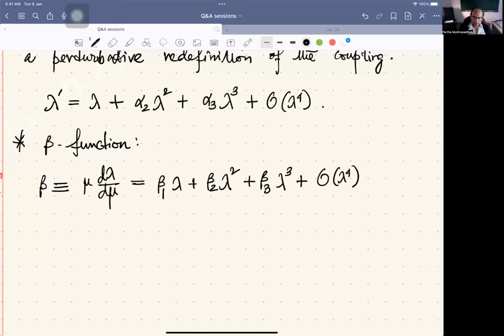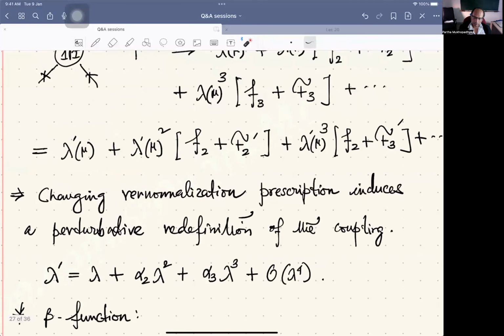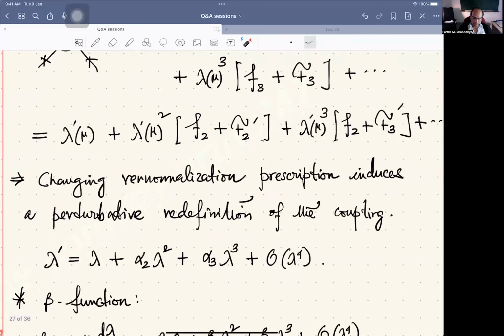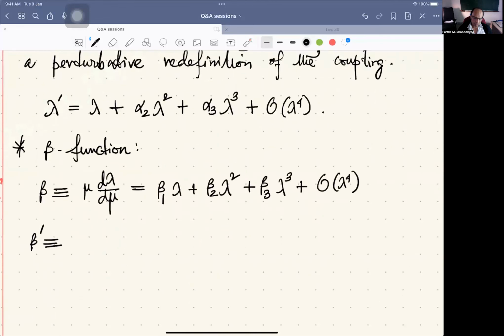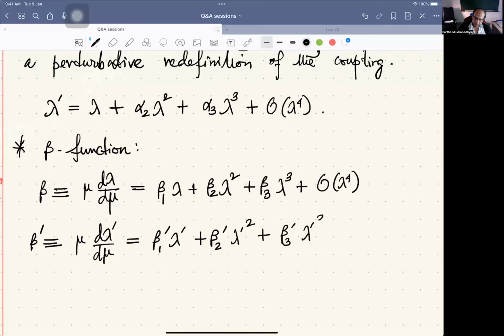And similarly, if we had done the fixing of the ambiguity in the alternative way, like the changed renormalization prescription, then I'll be dealing with coupling lambda prime, and in that case, beta prime is just mu d lambda prime d mu. And let us take the results to be this. I call the coefficients beta i prime.